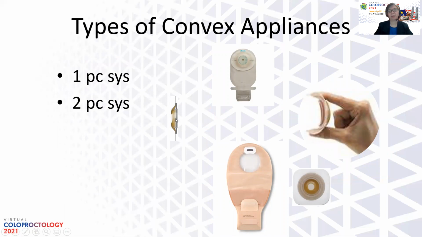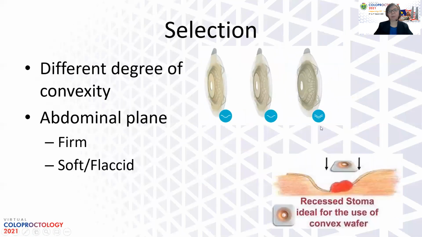Yeah, there's the skin barrier. Some are more rigid, some are more flexible. So you also have a choice, and look at the abdominal plane, whether it is firm or soft, in order to select the correct level of convexity and the correct firmness of the convexity appliance. Now go to the next one.